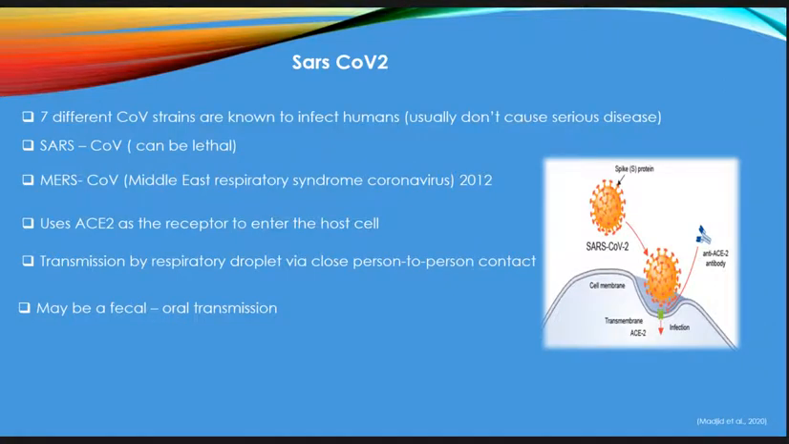There are 7 different strains of coronavirus known to infect humans, and most of them don't usually cause serious disease. However, the SARS-CoV can be lethal. The MERS-CoV of 2012 is the Middle East Respiratory Syndrome coronavirus. The SARS-CoV uses ACE2 as the receptor on the host cell to enter. The transmission is by respiratory droplet via person-to-person contact, and there is evidence of fecal-oral transmission. This photo shows the S spike and the ACE2 that it's attaching to.